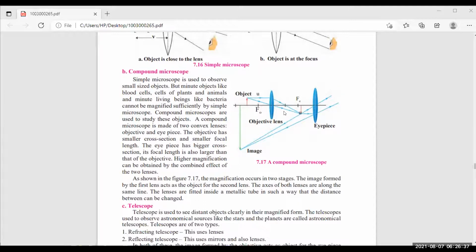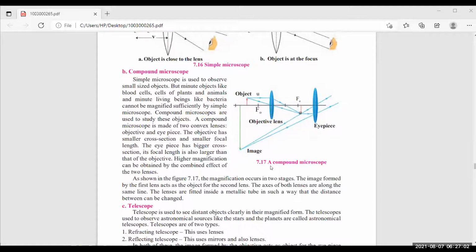Here we'll get it larger. See, this is your image. Okay, so this is your objective lens here. Suppose this objective lens, and then this is the eyepiece. When it is observed through the objective lens and then through this eyepiece, it will create one larger image, and we can see it. Okay, and the axes of both lenses are in line.